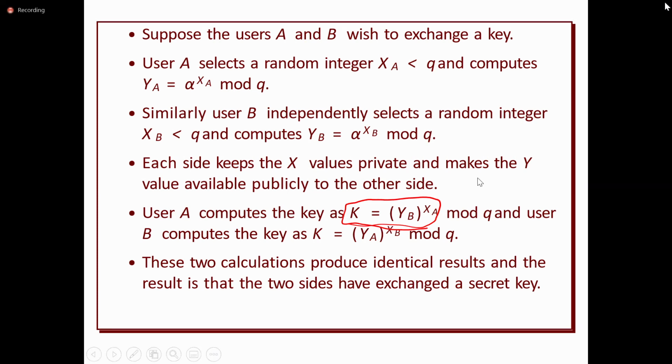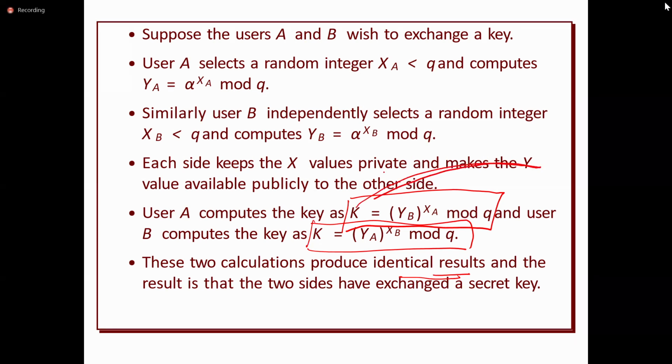So the formula is K equals YB to the power XA mod Q, where Q is a prime number. At the same time, the receiver will calculate the key as K equals YA to the power XB mod Q, using the receiver's private key and the sender's public key. These two calculations produce identical results. Whatever key is calculated at the sender, the same key will be obtained at the receiver side, irrespective of the private keys the sender and receiver select.